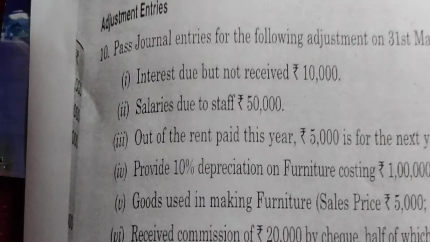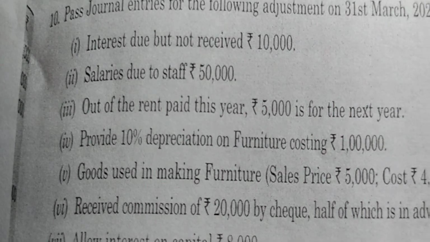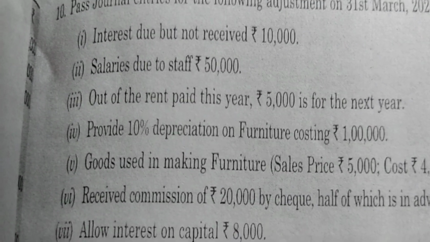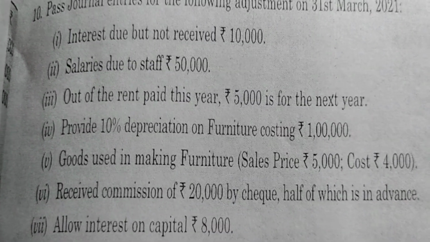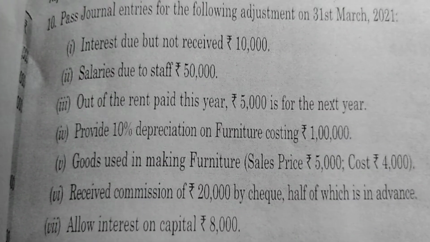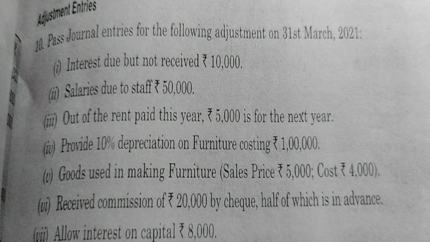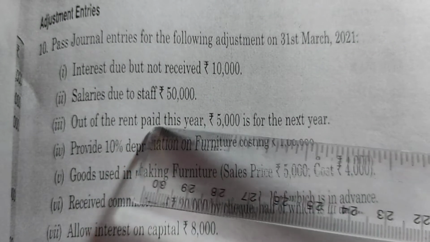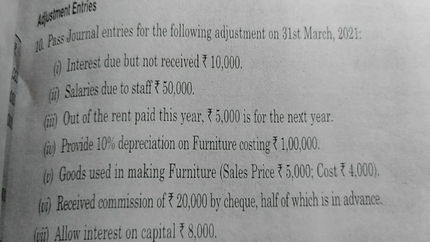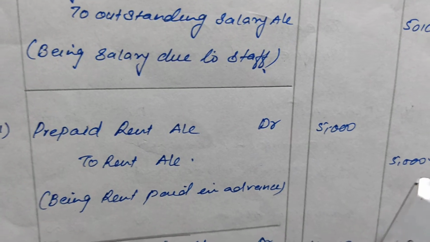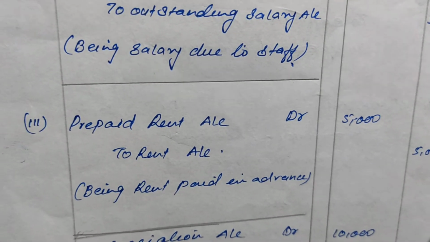Next is, out of the rent paid this year, 5,000 is for next year. That means here we are making the payment of expenses in advance. That is also known as prepaid expenses. Adjustment entry of prepaid expenses is prepaid expenses account debit to expenses account. That means prepaid rent account debit to rent account, and the amount is 5,000, being rent paid in advance.